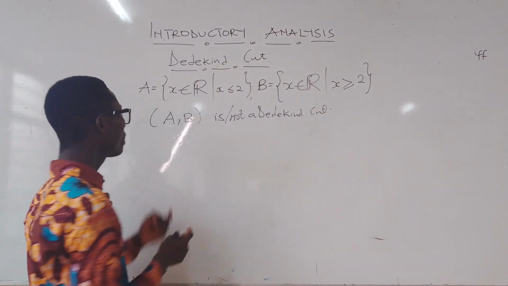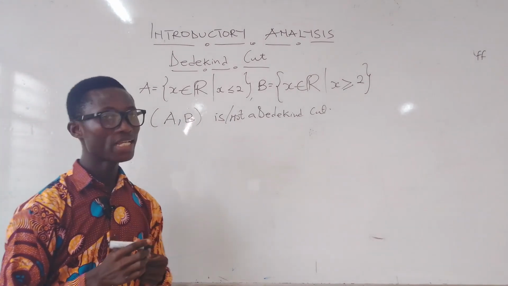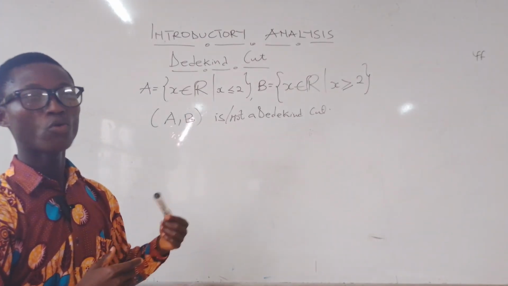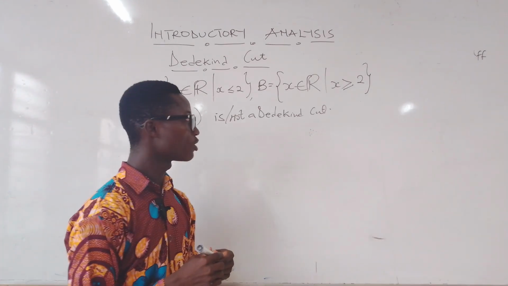Now we are going to show whether the ordered pair A, B is or is not a Dedekind cut. How are you going to show this one? Now let's see how we are going to solve this one.